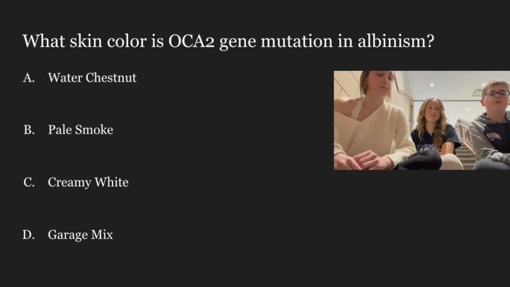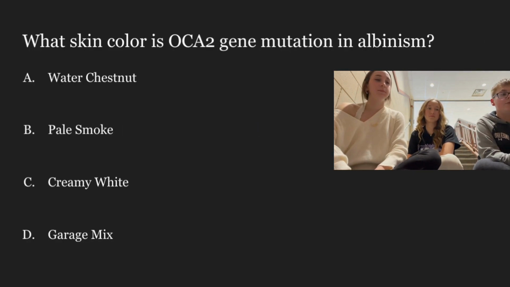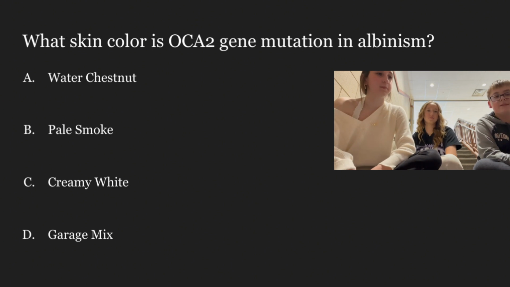And for our next question, which skin color is associated with OCA2 gene mutations in albinism? I said this before, so you guys should know this one. A, water chestnut, B, pale smoke, C, creamy white, or D, garage mix. Those are all in order from A, B, C, D. I'm going to give you guys a minute to figure that one out. We also thank our host for giving you guys really difficult colors, but try your best.